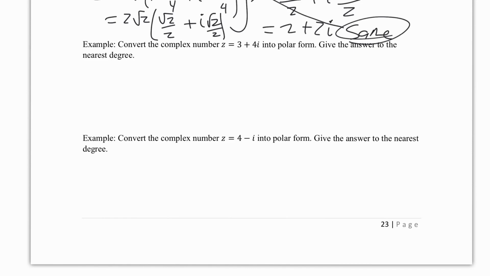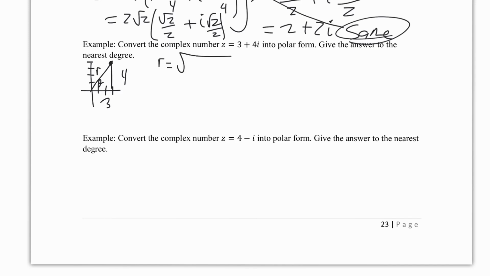So let's do another example here. Let's convert the complex number 3 plus 4i into polar form, and we're going to give the answer to the nearest degree. So we can go ahead and draw the diagram just to refresh us of what formulas to use. So we have our little diagram here of 3 over and 4 up. So there's our point. And so we have 3 and 4 and r and theta.